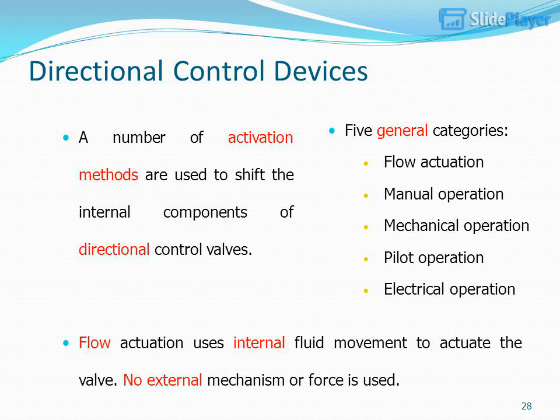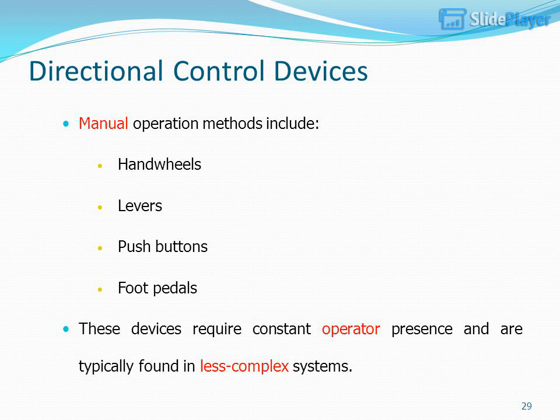A number of activation methods are used to shift the internal components of directional control valves. There are 5 general categories: flow actuation, manual operation, mechanical operation, pilot operation, electrical operation. Flow actuation uses internal fluid movement to actuate the valve. No external mechanism or force is used.